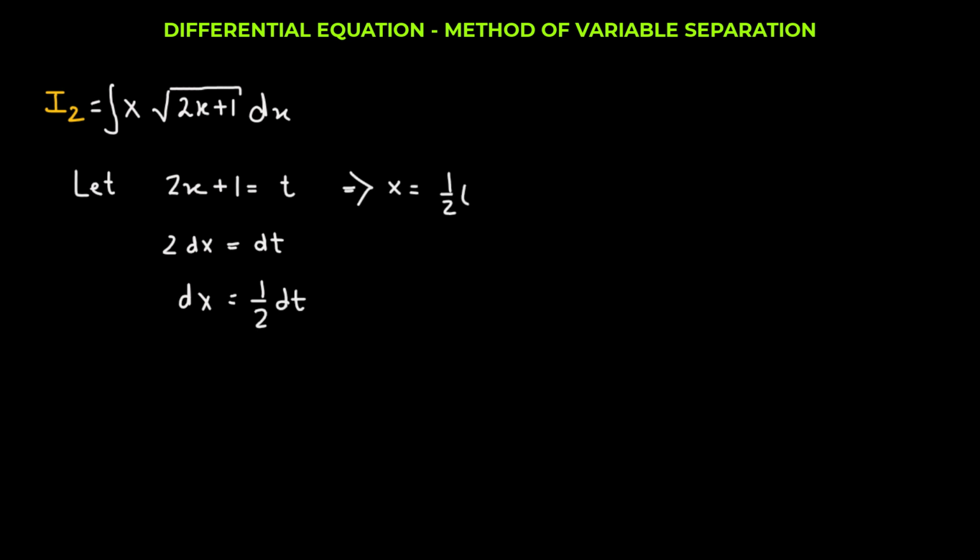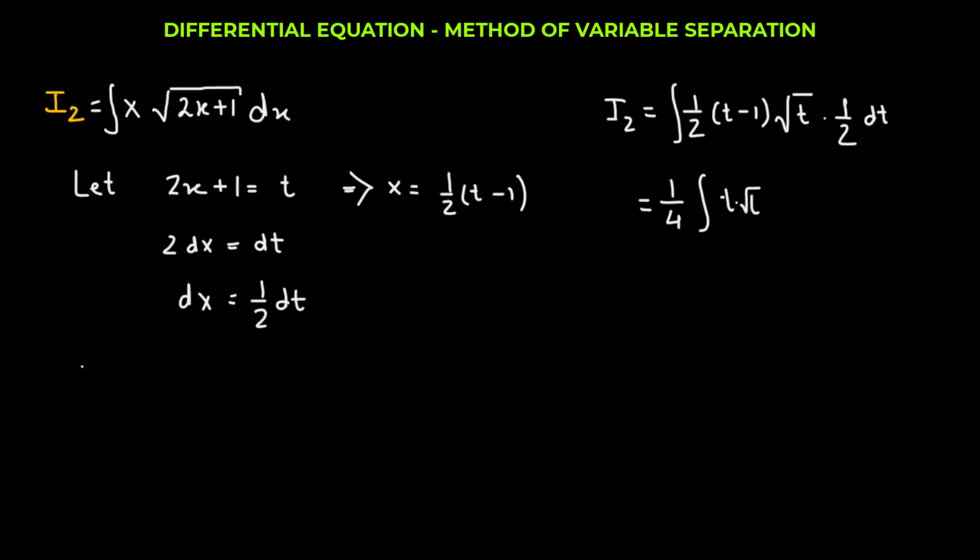Isolating x, we get x equals half of (t minus 1), such that our integral I2 now becomes: in place of x, we have half of (t minus 1), times the square root of 2x plus 1, which gets replaced with the square root of t, times dx, which gets replaced with half dt. Simply put, it becomes 1/4 of the integral of t times the square root of t minus the square root of t dt, or simply 1/4 times the integral of t raised to the power of 3/2, since we have combined t times the square root of t dt, minus 1/4 of the integral of t raised to the power of half dt.